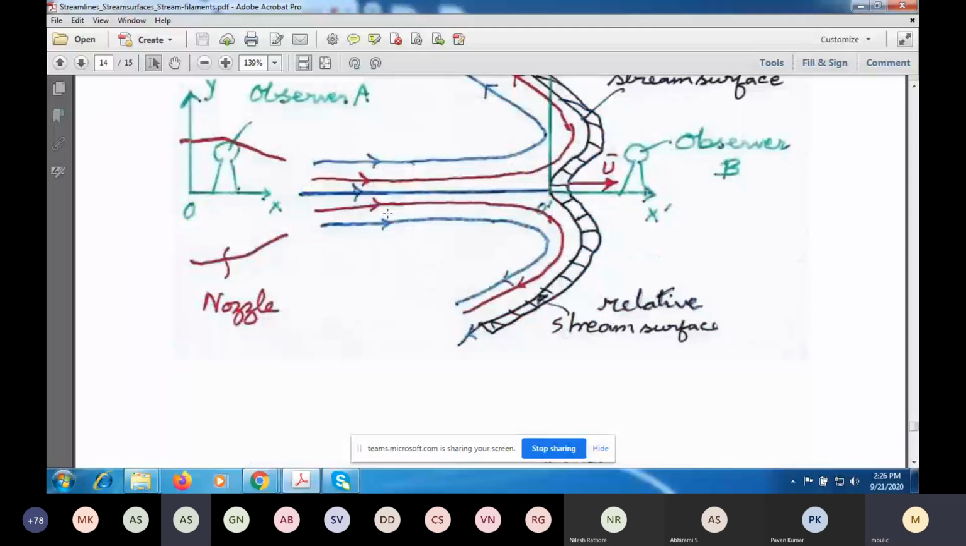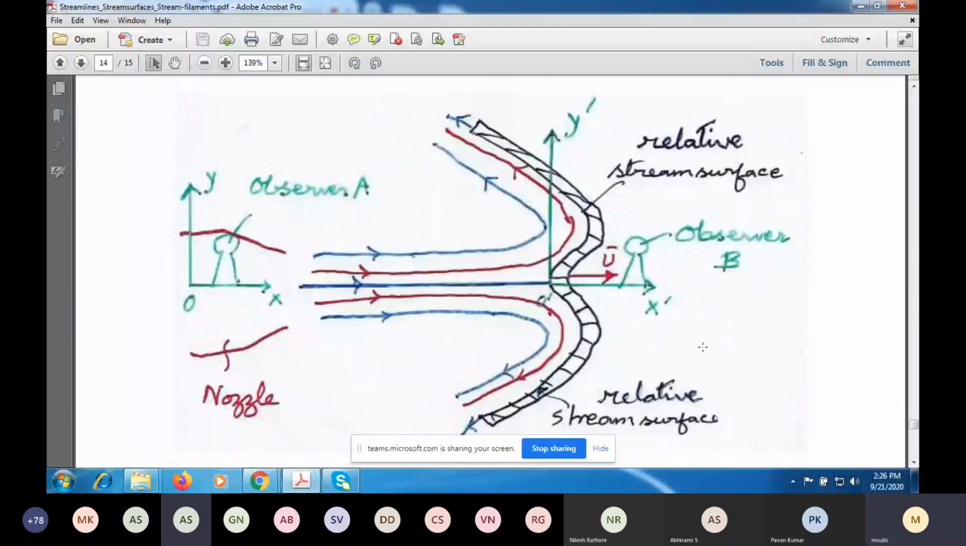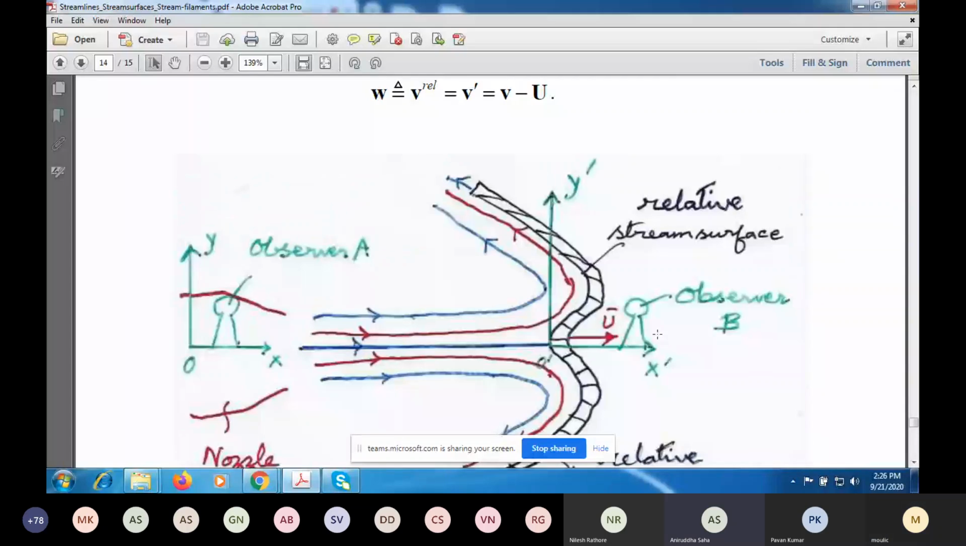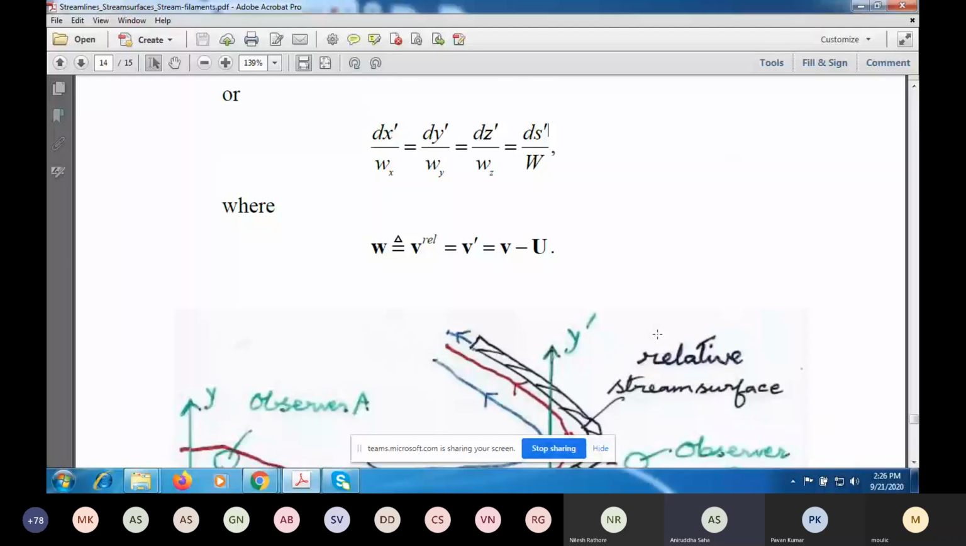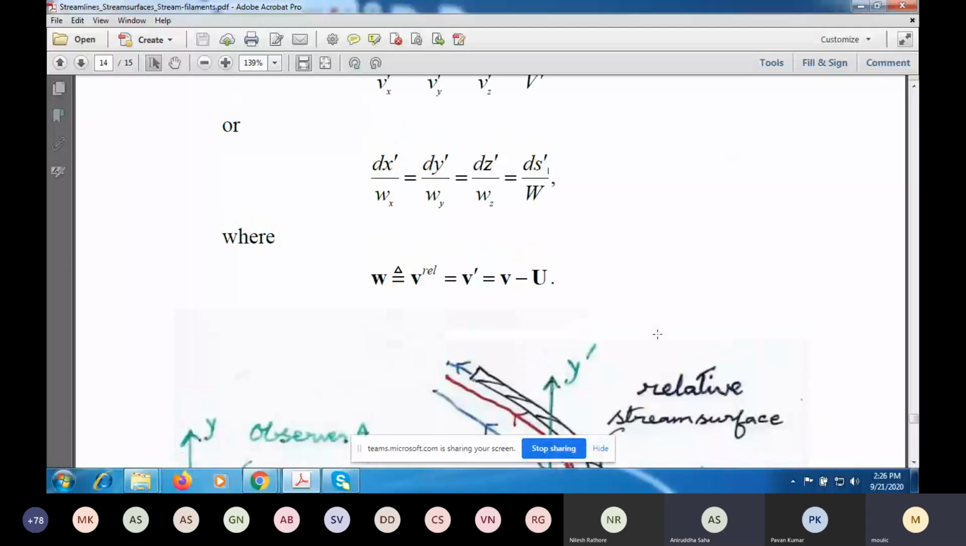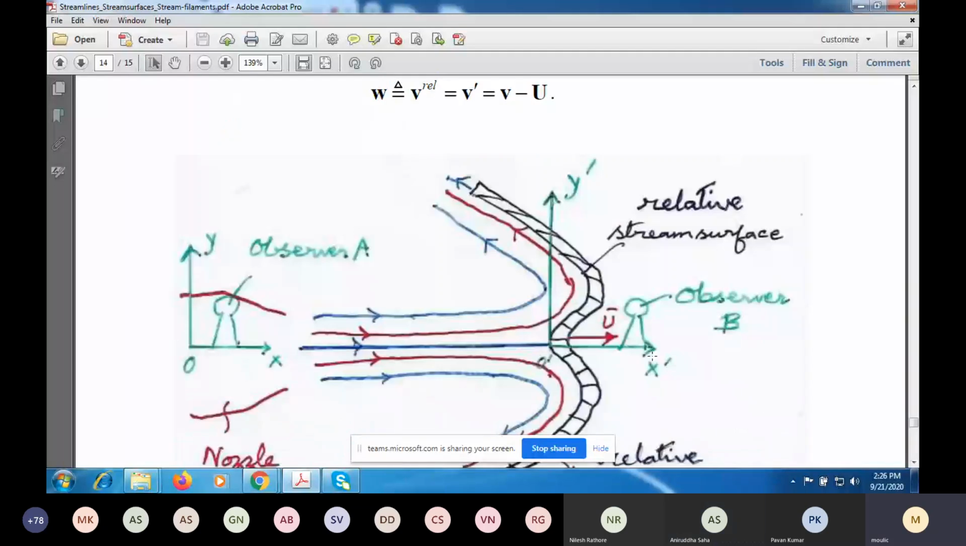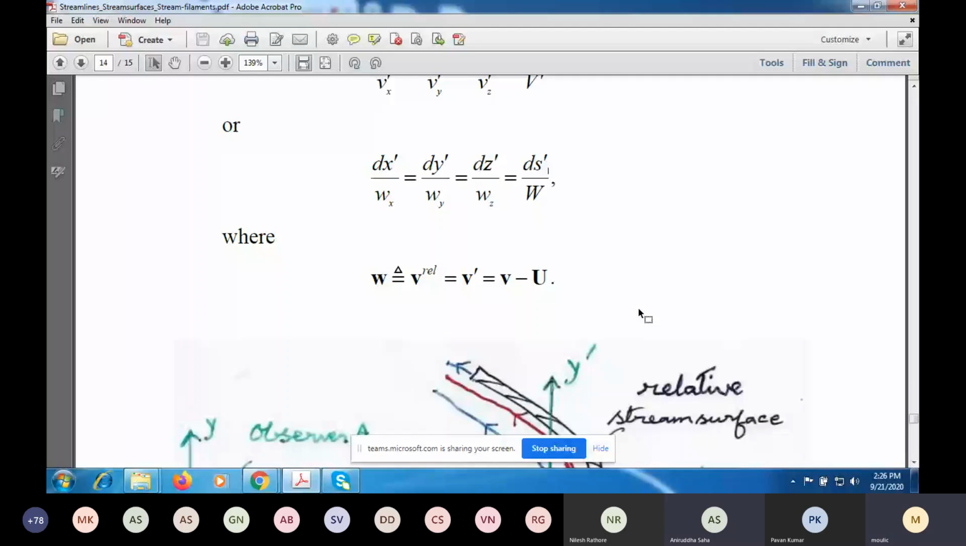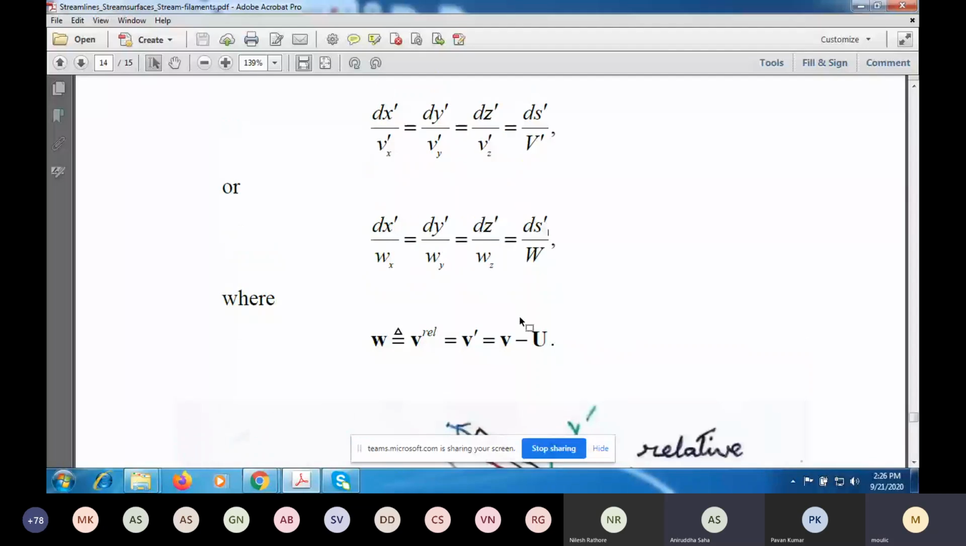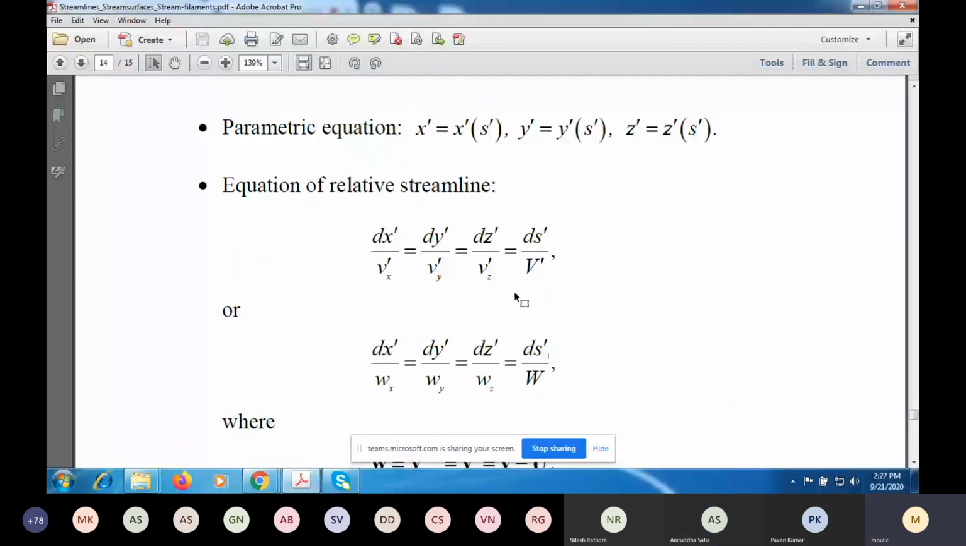Now look at the figure over here. Any questions? Sir, is this prime coordinates x, y, z you are bringing from the Galilean transformation? Of course, here I'm looking at the 2D case, so I'm not worried about the z prime. In general, for 3D flows, there will be a dz prime by wz prime.